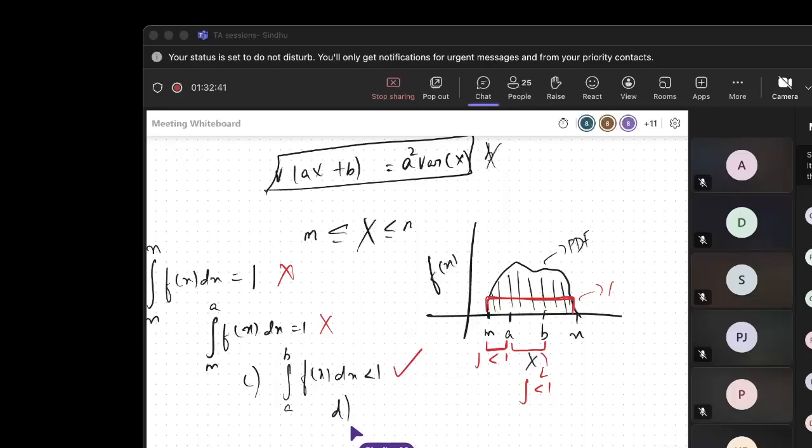And option D, they have given integral m to a f of x dx plus integral b to n f of x dx is equal to 1. So basically they have added these values m to a and b to n. But this value in the middle they have left out. So this value, actually it has to be less than 1. It should not be greater than 1. So option D is also not correct. So the correct answer is option C.